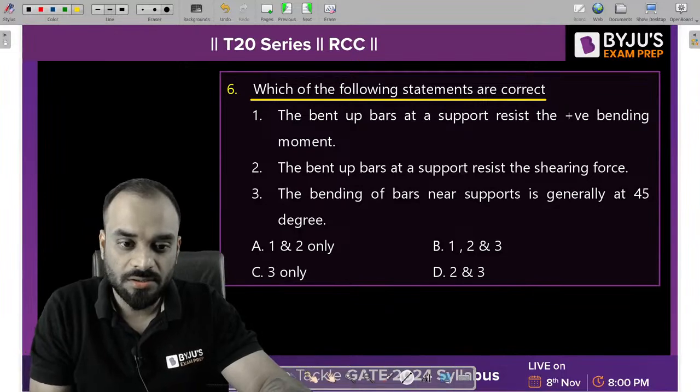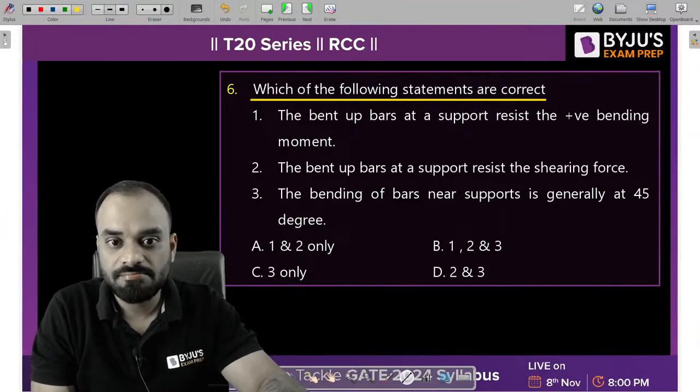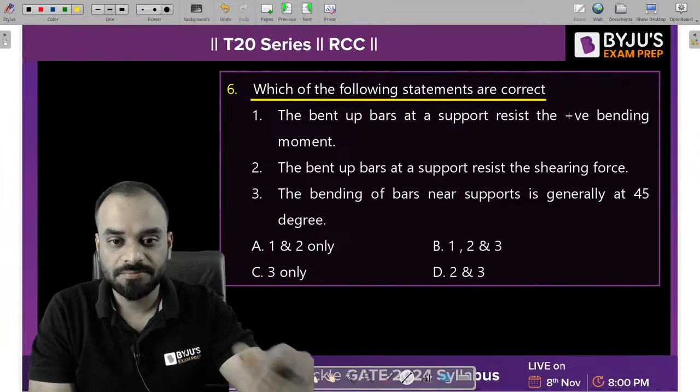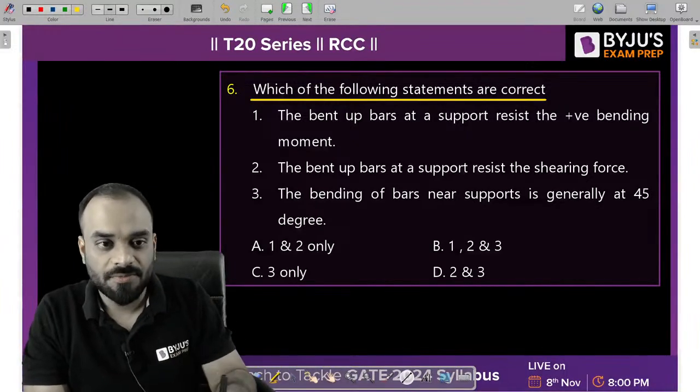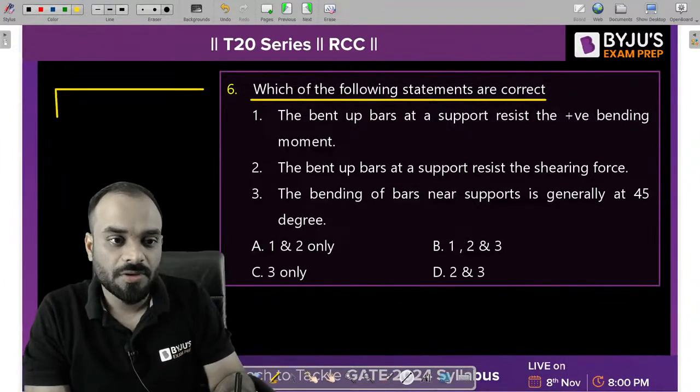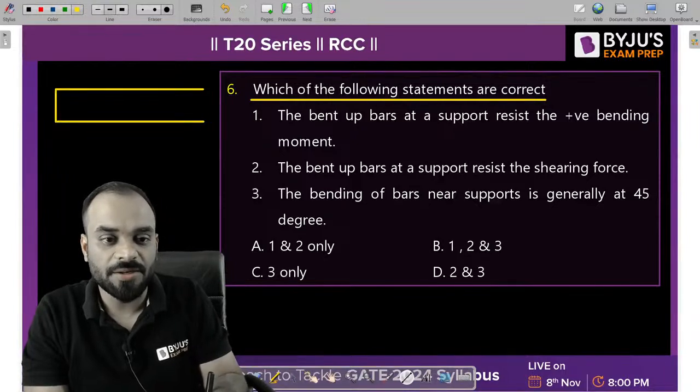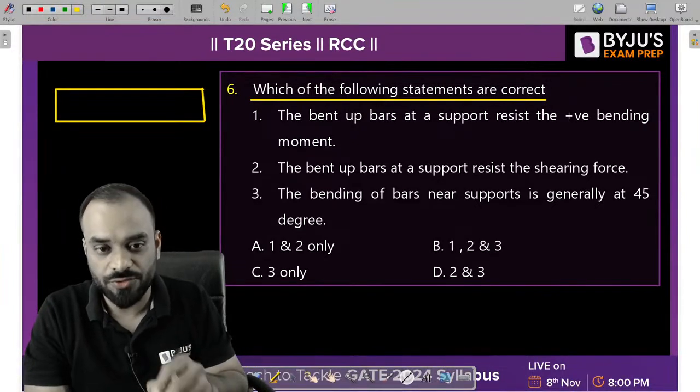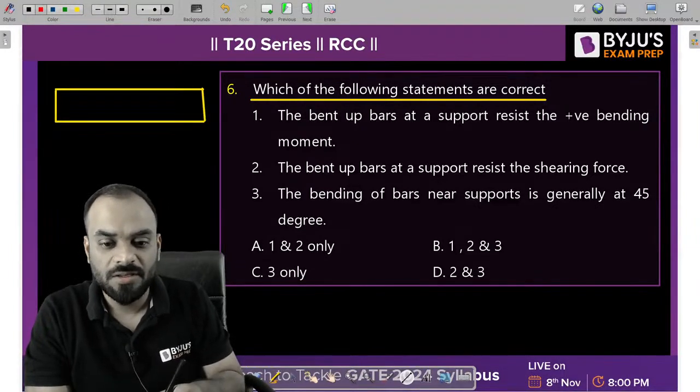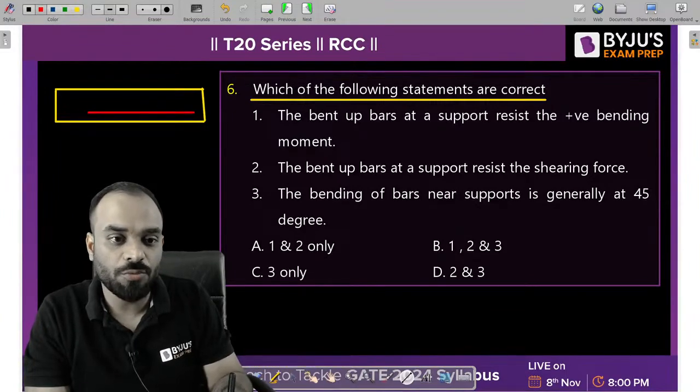Three. Okay, that means C. Okay, Vali. Now listen, do you know what a bent up bar is? Generally, we use bent up bars to resist the shear force, right? And what is a bent up bar? Some of the main bars you have to bend at some location so that they can take care of the shear force.